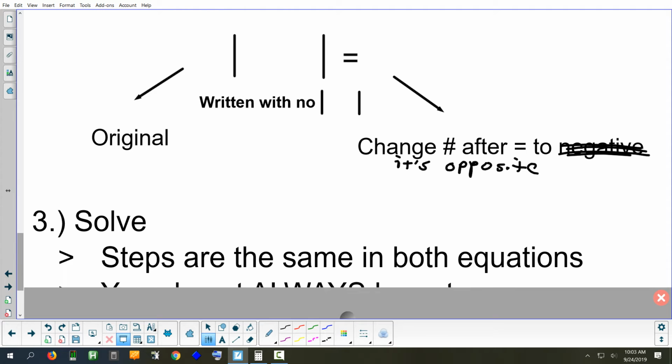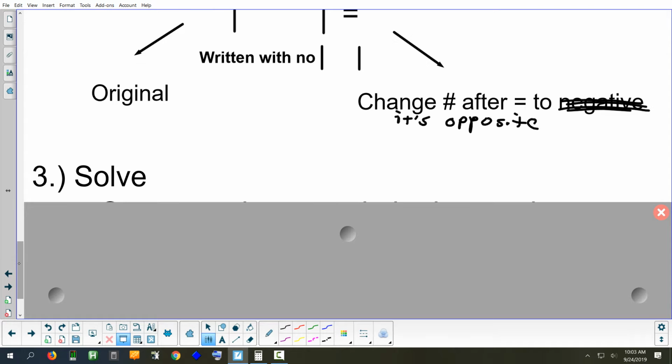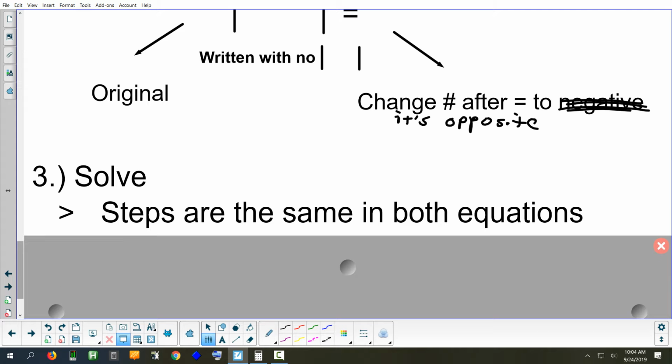And then once you do that, now you just solve it. What's nice is the two equations that you solve, you're going to use exactly the same steps in each one. So it's going to speed things up a little bit. Because these two equations are going to look almost identical. It's just one number is going to be a little different. But other than that, you're going to use exactly the same steps to solve each one of them.